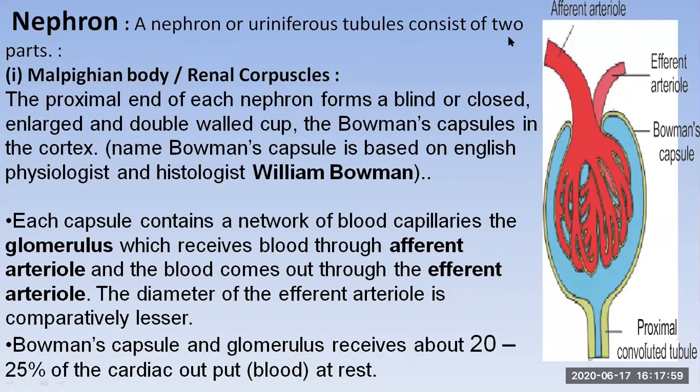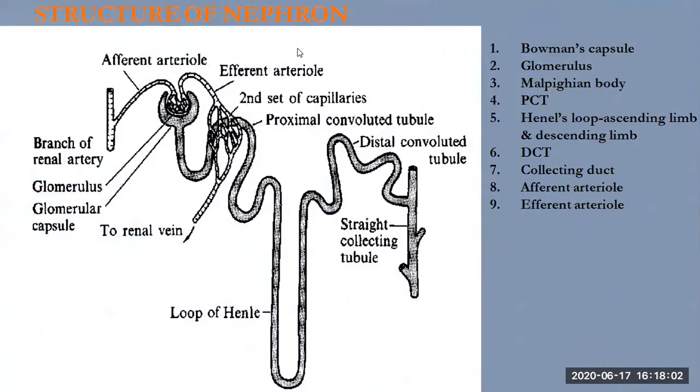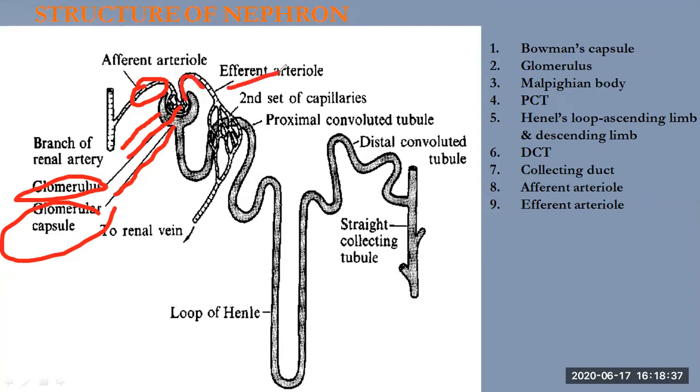Now we will see the second part, the renal tubule. But before this, I am going to discuss the structure of the nephron, which is very easy since you have already studied it in earlier standards. First, this is the afferent arteriole with its wide lumen, and this is the Bowman capsule, with the blood capillary structure known as the glomerulus. The Bowman capsule is sometimes also known as the glomerular capsule. When the arteriole comes out from the glomerulus region, it is called the efferent arteriole.